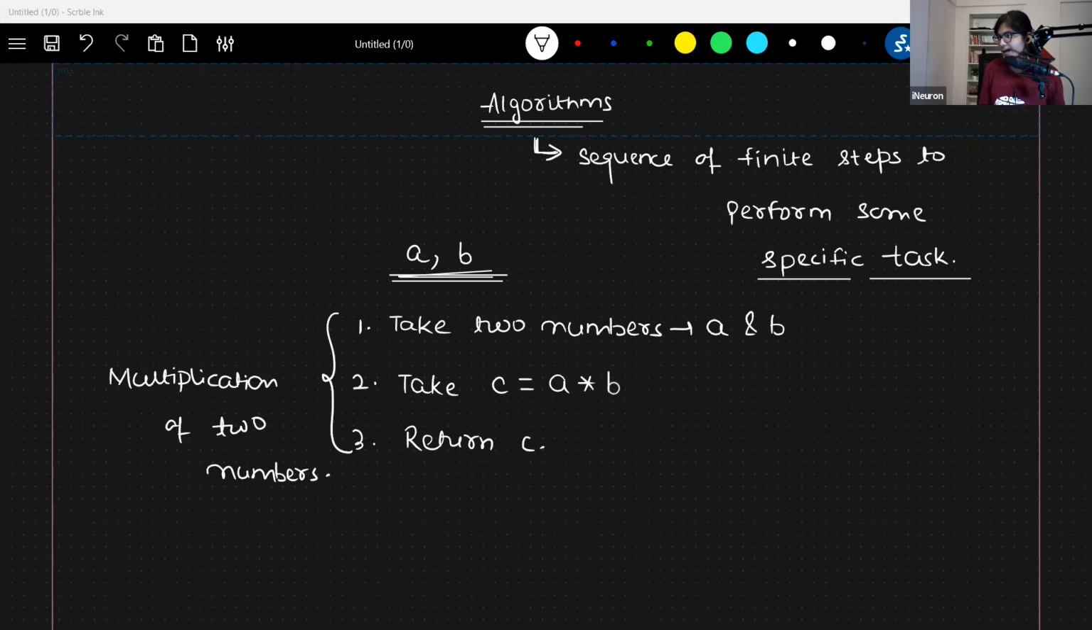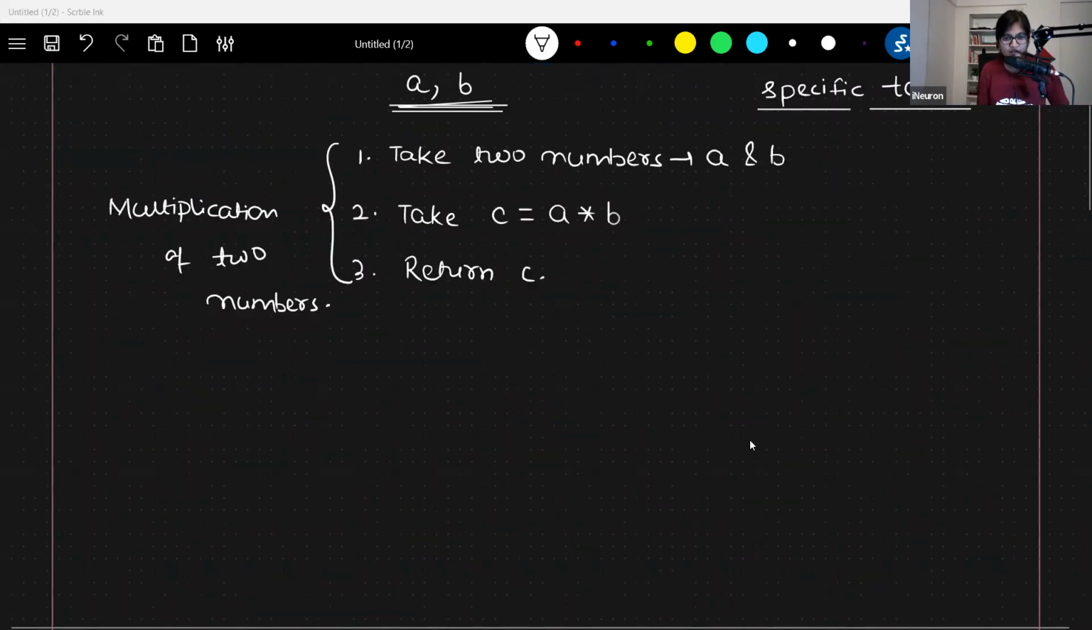So now let's move ahead. The next important part that we want to see here is what are the properties of an algorithm. So let's talk about the properties of an algorithm.